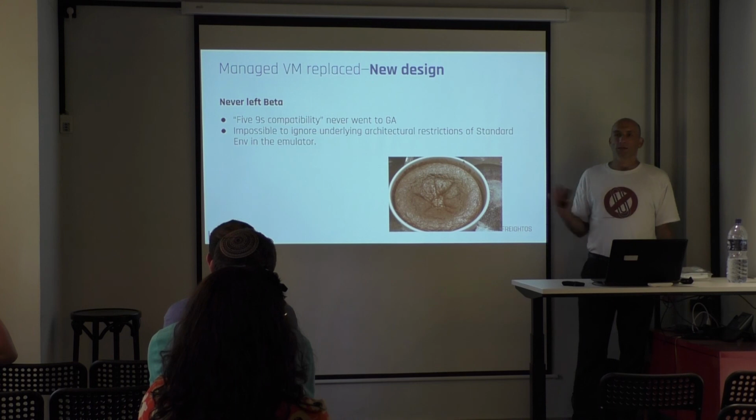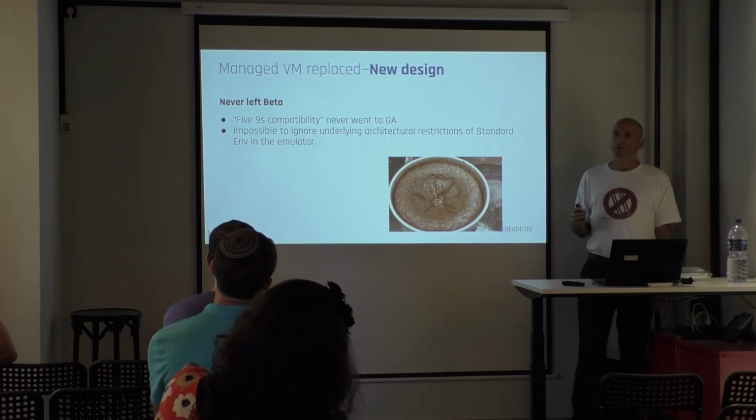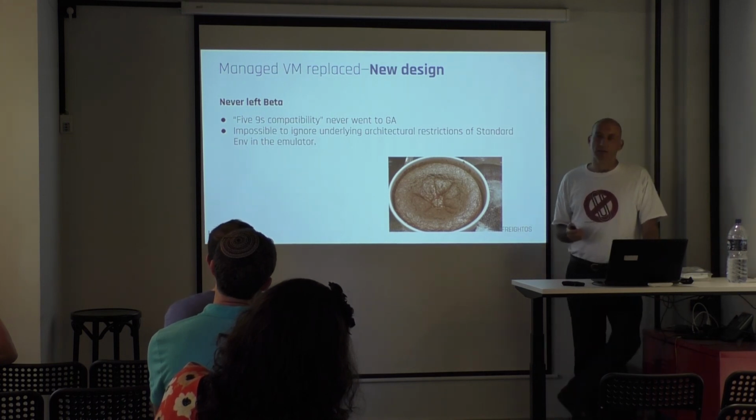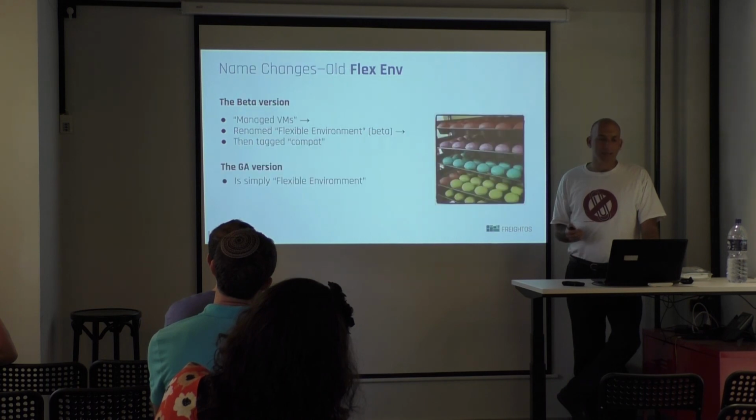But all this never went to GA. They tried for 5.9 compatibility, which means you use the same APIs, but they found it impossible to ignore the underlying architectural assumptions. They had to take a different path.